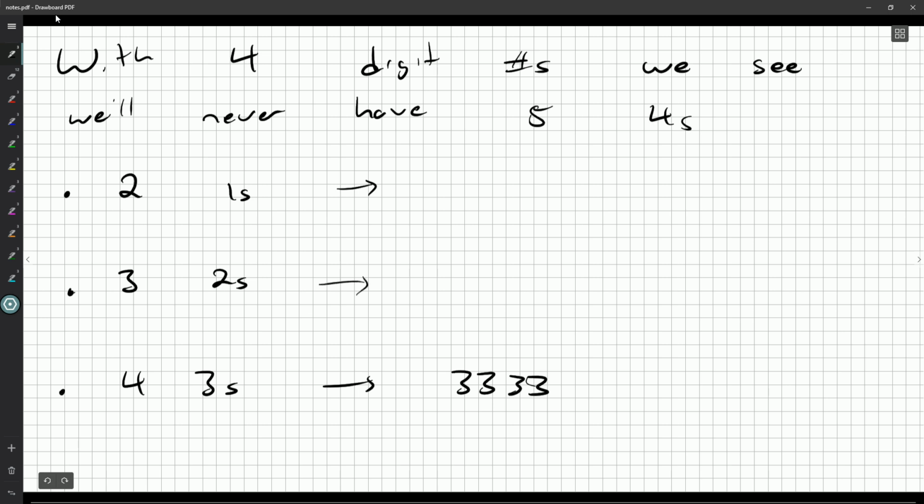I'll think about that for a moment. Same thing with 3 2s. We've got 4 digits. 3 of them have to be 2s, but I don't know exactly where that other digit's going to be and what it is going to be.